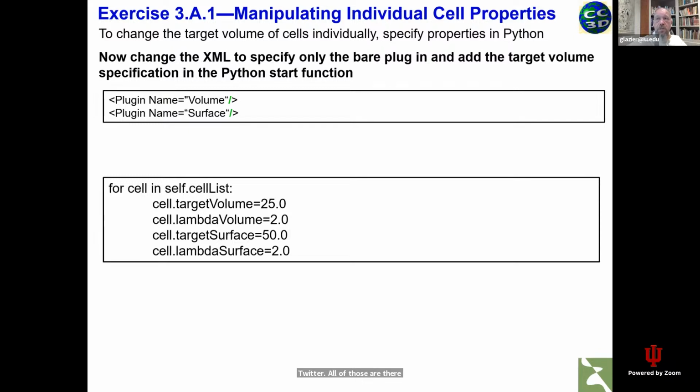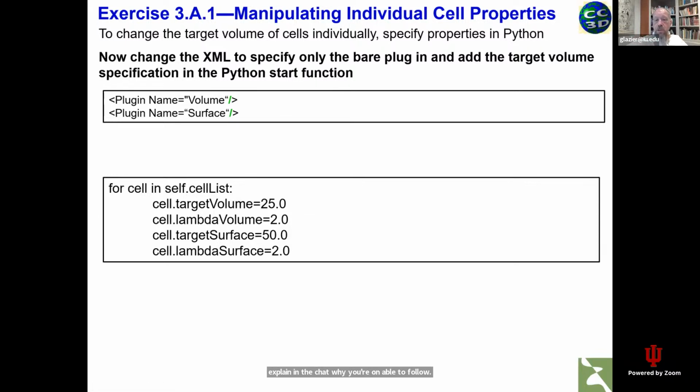Okay, is it clear what you need to do? In the XML, get rid of all these volume specifications and surface specifications, just bare volume plugin and surface plugin. In the start function, add for cell in self.cellList, and then these commands here. If you don't remember the iterator, go to visit in the Twedit menu, it's there. If you don't remember how you specify target volume, go to cell attributes, and it's there.